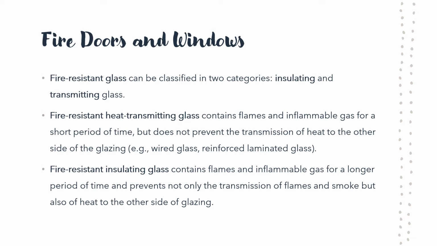Fire-resistant insulating glasses contain flames and inflammable gas for a longer period of time and prevent not only the transmission of flames and smoke but also the heat to the other side of glazing.